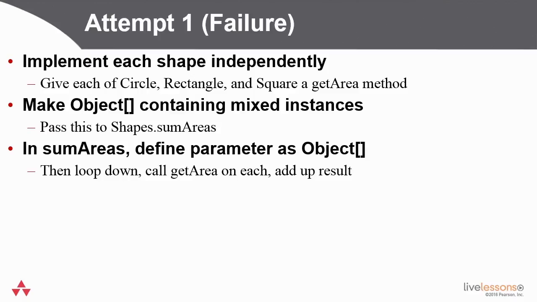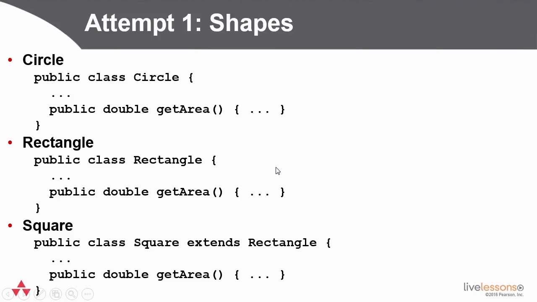Then in sumAreas, we define the parameter that we pass in as an array of Object. Again, so far so good. But then we have something more dubious. We try to loop down that array and call the method that all three have in common on each one and add up the results. And we'll see that this will run into problems.